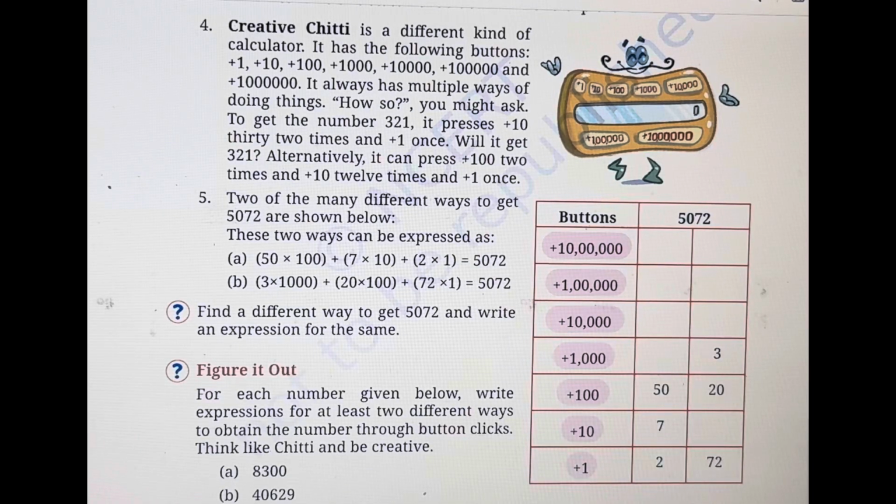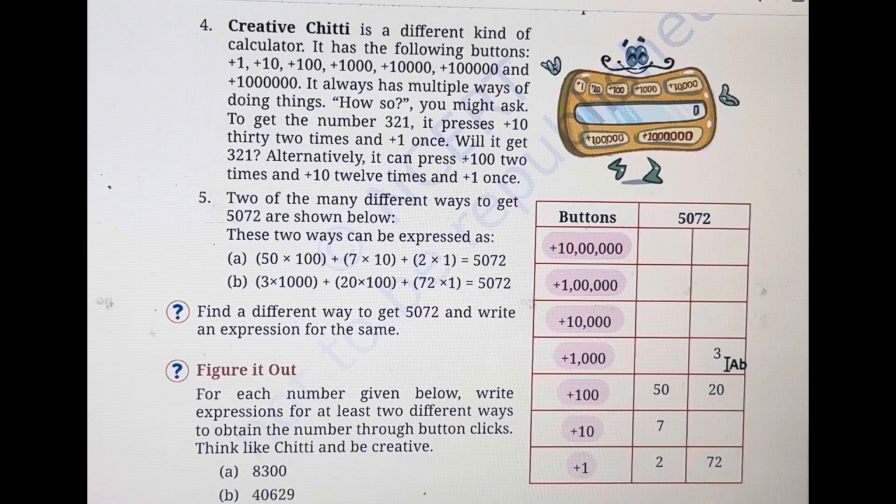Now 2 of the many different ways to get 5072, here 2 examples are already given. So let us see and just concentrate on this table. So first example is 50 into 100. So 50 into 100 you get 5000, 7 into 10 you get 70 and +1 is 2 times, so 2. So the answer is 5072, right?